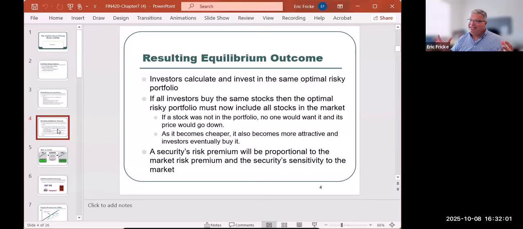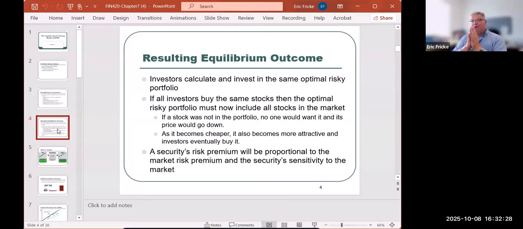And then what this means, if this optimal risky portfolio includes everything, is that the inherent risk of any one stock in that portfolio is going to be proportional to how much market risk that stock has. Think about it like this.